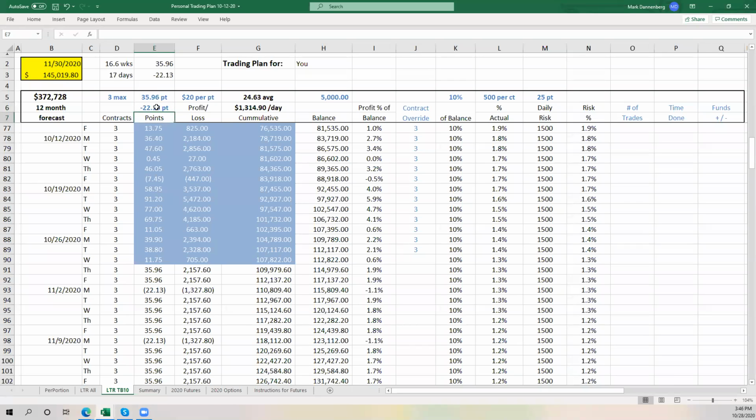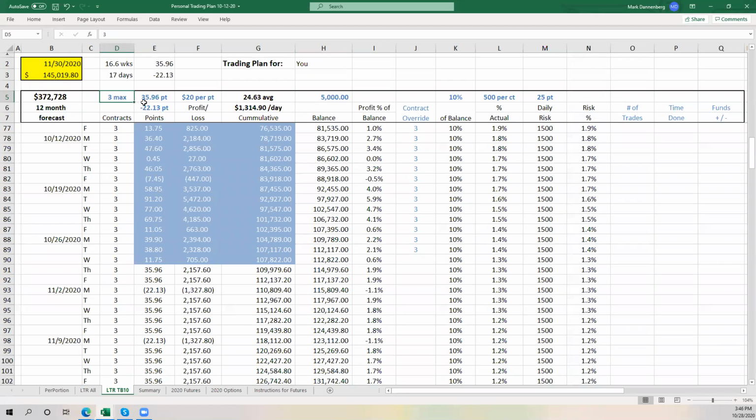Okay, so now based on the forecast being tied perfectly to our actual run rate and limiting ourselves to no more than 3 contracts, the forecast for income is $372,728. Again, having started with $5,000 and limiting the number of contracts we trade to no more than 10% of the balance of the account based on the margin requirement for those contracts.